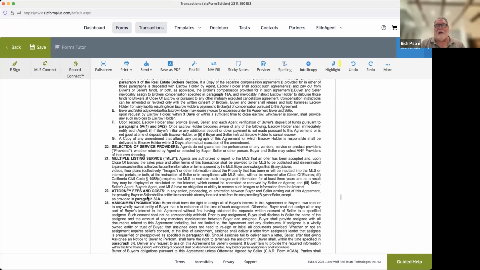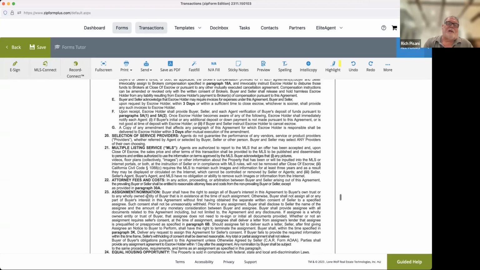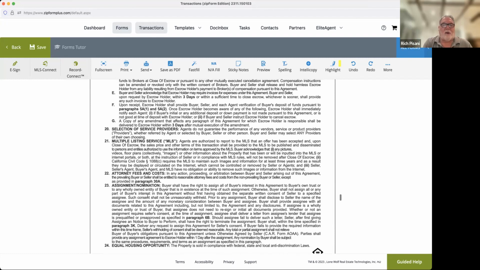Selection of service providers. Agents don't guarantee the performance of any vendors. We have a form that's a vendor advisory. I suggest you use that, giving them a heads up that we don't guarantee their work. We're just doing this as a service, recommending certain vendors. Multiple listing services talks about the MLS, and this is important for buyers.